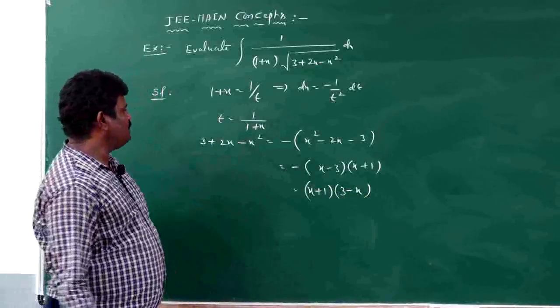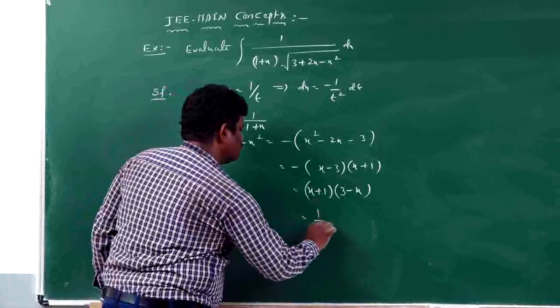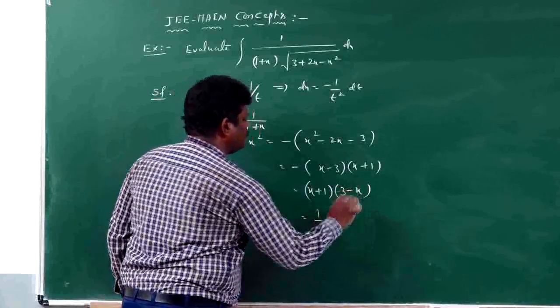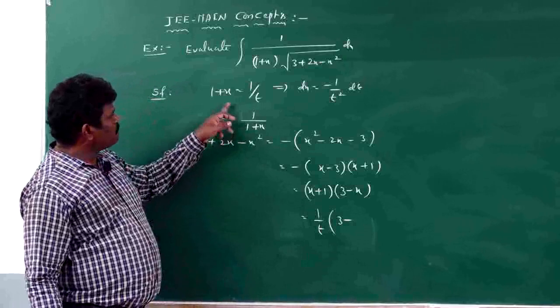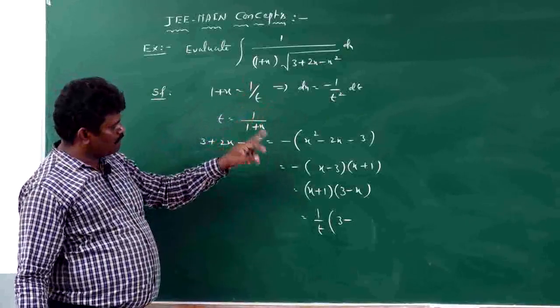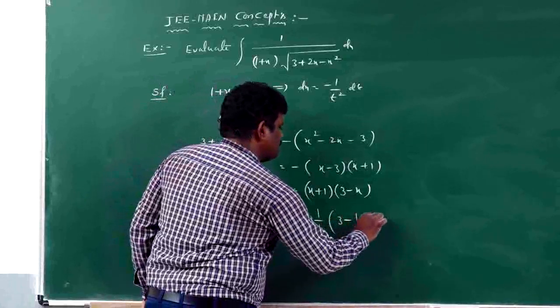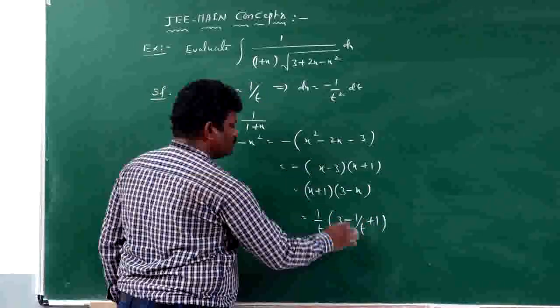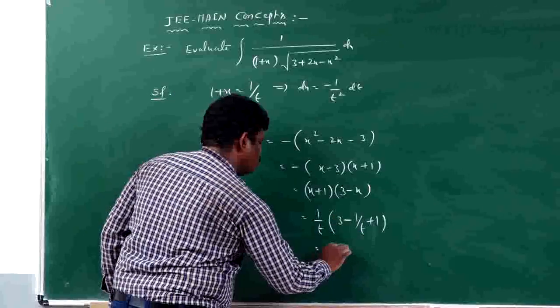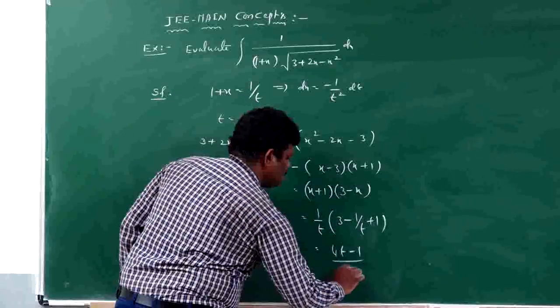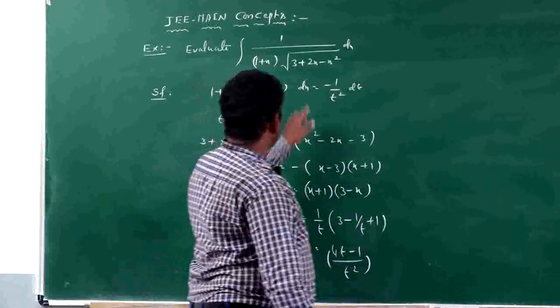Now we substitute the t value here. Then this value is 1 by t, and this value 3 minus x is equal to how much? 1 by t minus 1. So 1 by t minus 1 by t plus 1 minus 1 by t plus 1. Then finally, taking the LCM for this value t, we get 3 plus 4t minus 1 by t square. So this is the quadratic expression.